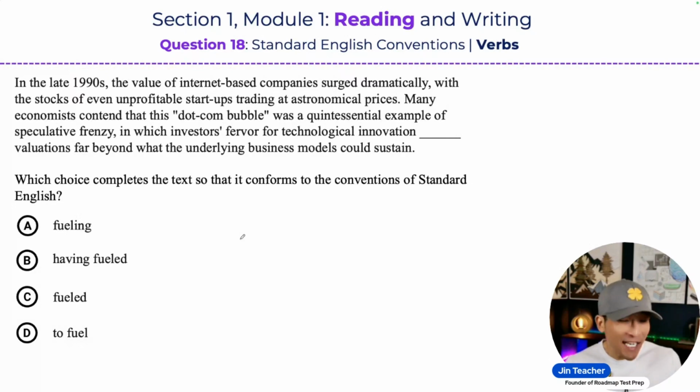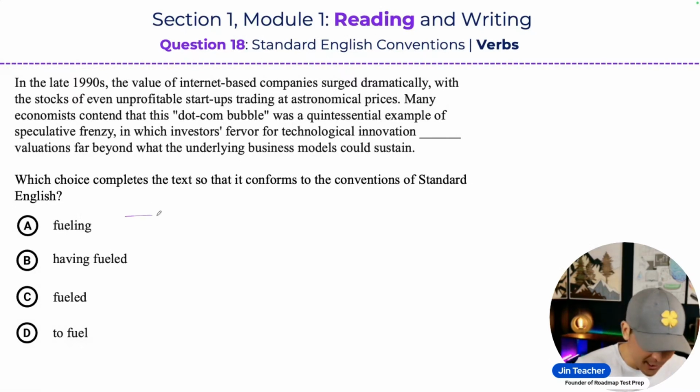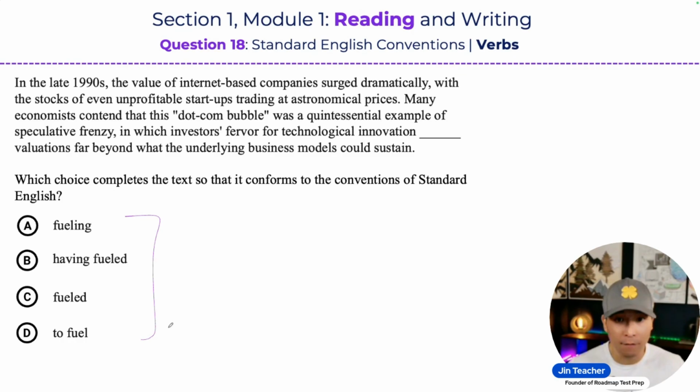All right, you guys, if you take a bird's eye view of the answer choices, you know you're being tested on verbs. We have fueled, to fuel, fueling, having fueled. Now, one of the most important things that you have to know about verbs in the SAT is that the SAT can test you on verbs in three different ways, okay?